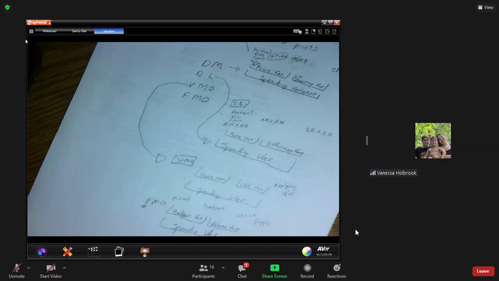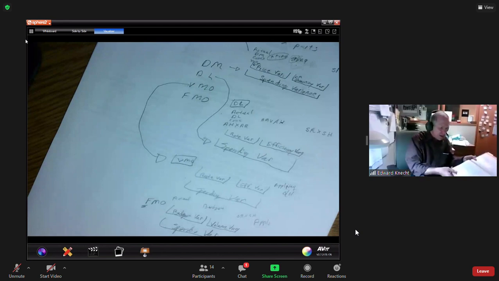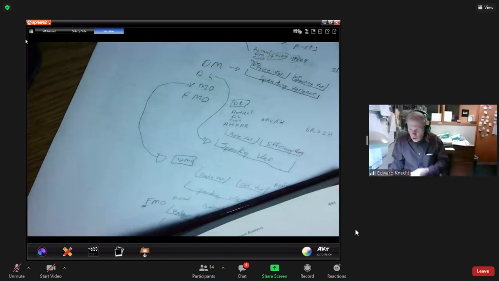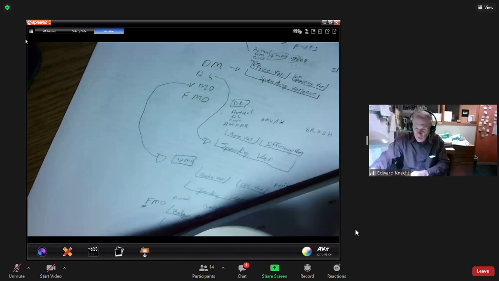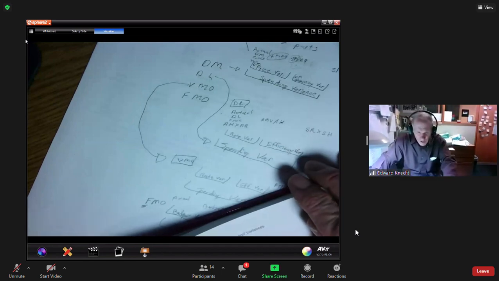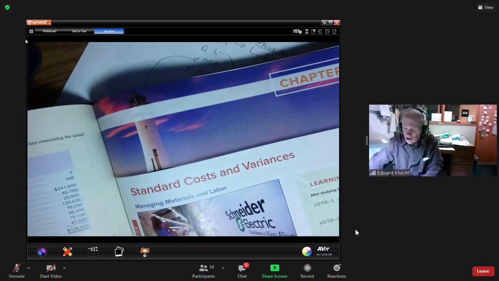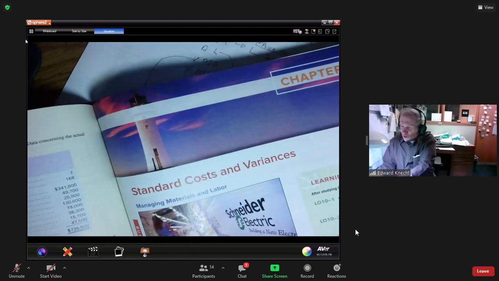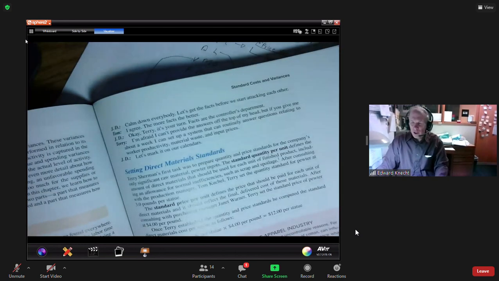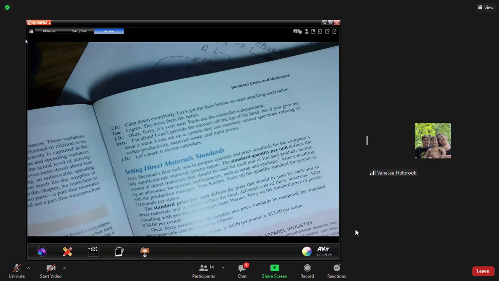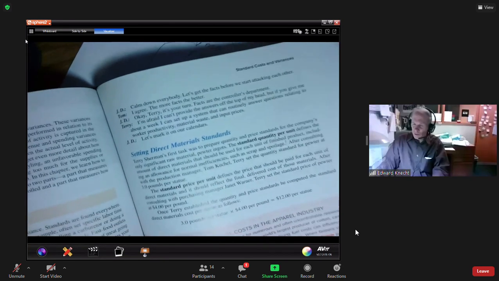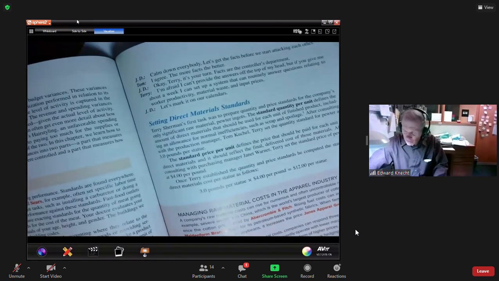So let's go to the back of chapter 10. You kind of got the idea of what the chapter's all about. So let's open it up here. As I leaf through the chapters, standard cost and variances, that's what this chapter is all about. They're going to find our variances for all three manufacturing costs: direct materials, direct labor, and our manufacturing overhead. But the manufacturing overhead is going to be broken down into the variable and fixed.